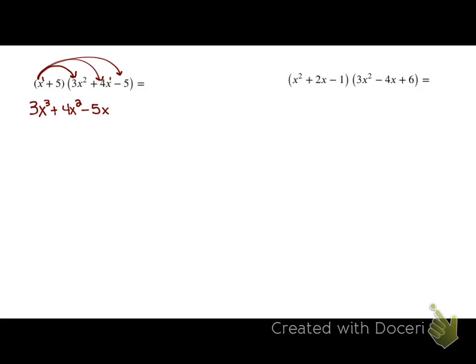All right, next step. Not yet. Look up here. What haven't I done? Distribute. Okay. Distribute my 5. So my 5 distributes to the 3x squared. What does that equal? 20.